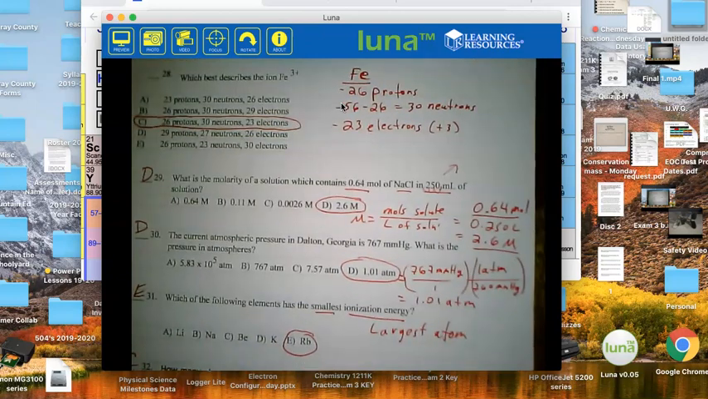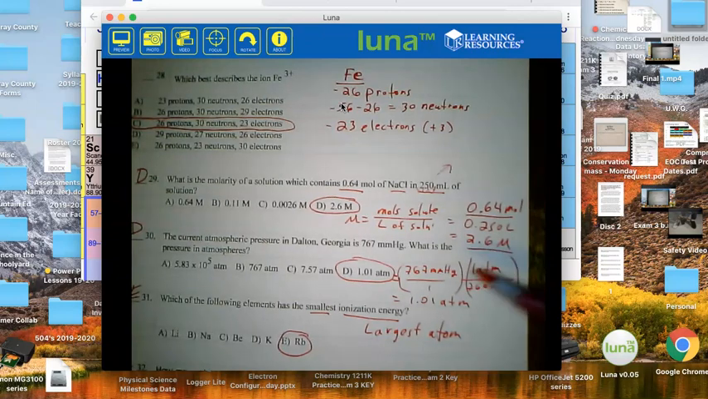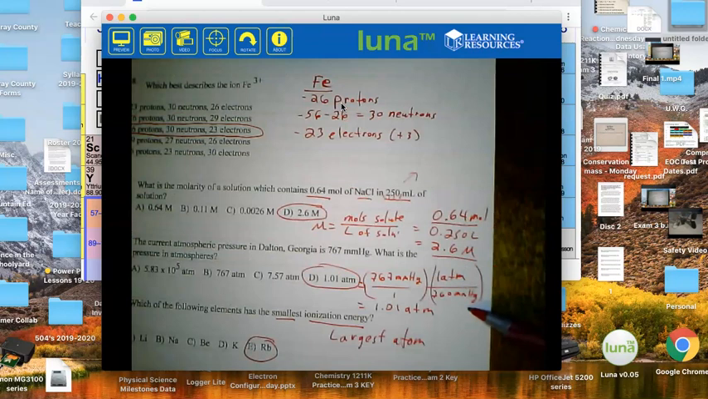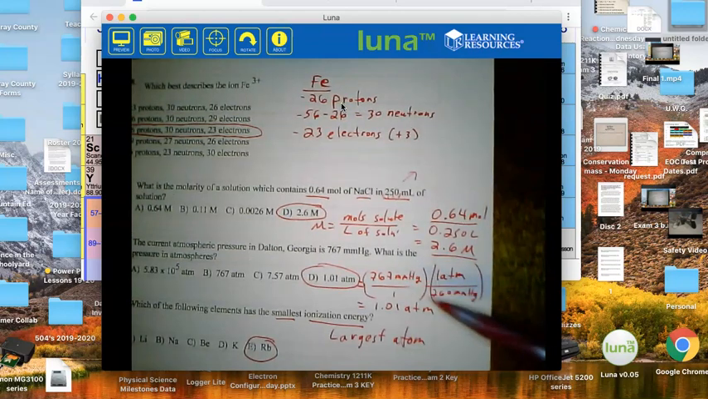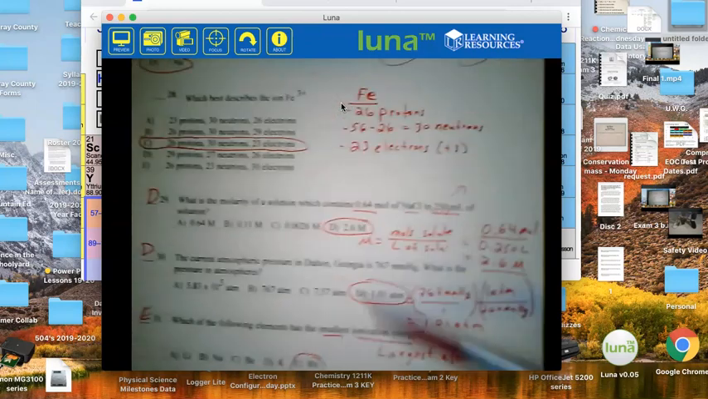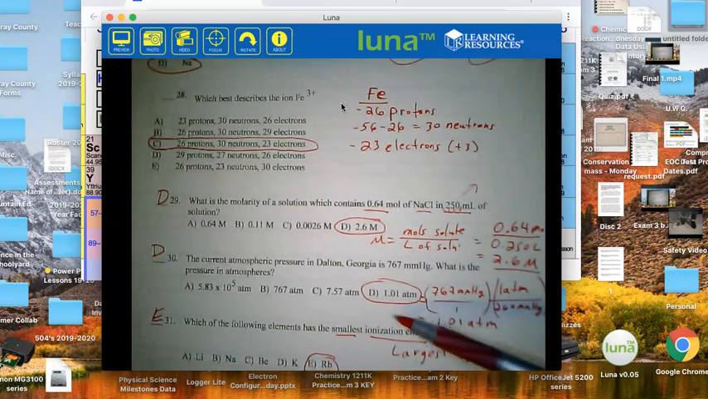Number 30, the current atmospheric pressure in Dalton is 767 millimeters of mercury. What is the pressure in atmospheres? So you have to remember the conversion factor here is 760 millimeters of mercury is equal to 1 atmosphere. So when we set up our simple one-step conversion here, we get a total of 1.01 atm. So that's our answer there.